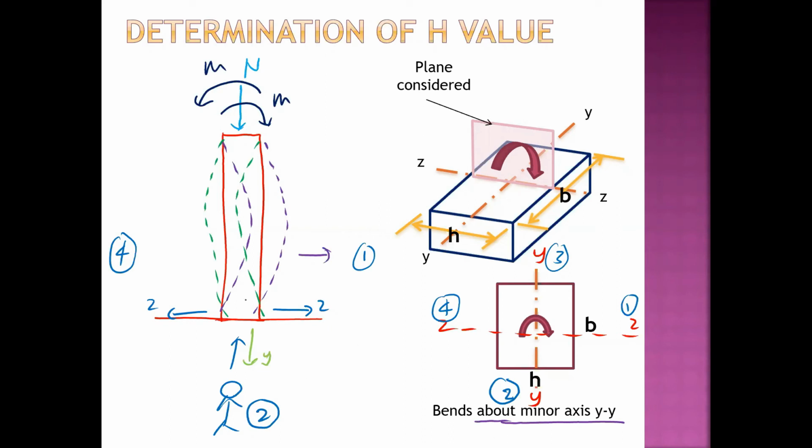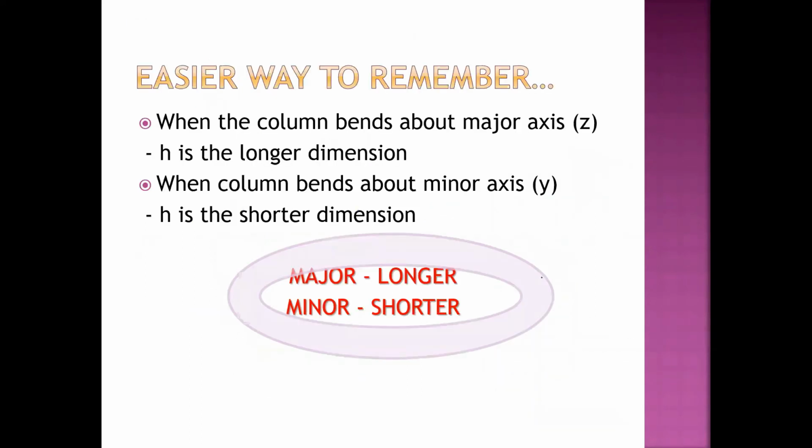Bends about minor. The minor axis YY is the center, and it will rotate here, or rotate here. This is the center, I mean the axis. The axis is YY. So if the axis is YY, the shorter side is the H. Just easy to remember like this, an easier way to remember.